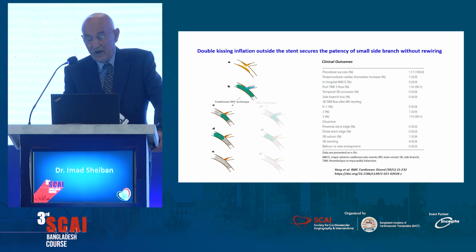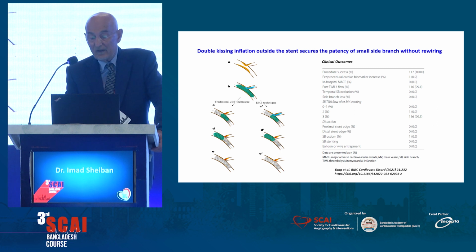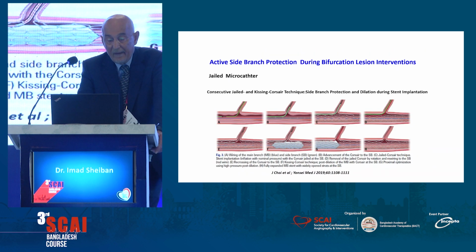and then after this, inflating, doing another kissing distally to the origin of the side branch with the jailed balloon again, finishing with POT, and this will ensure more the complete recovery of the side branch and protection of the side branch.